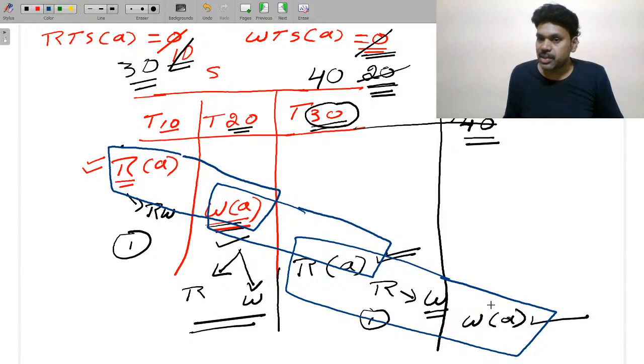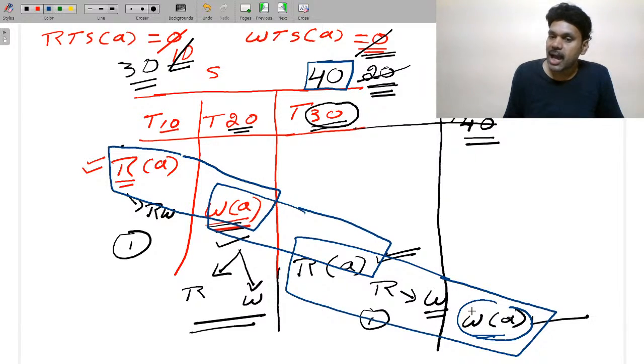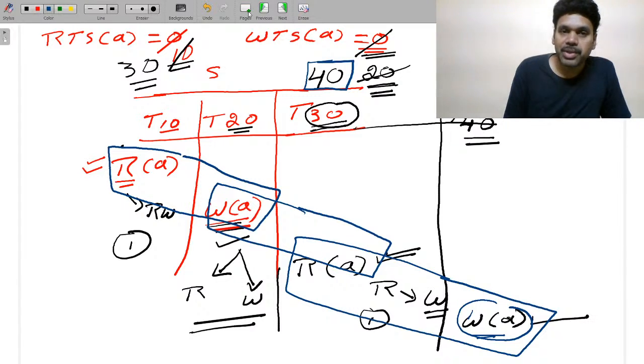So here, friends, I performed a write action, therefore the write timestamp will be updated. Please follow. As I performed a write action, the write timestamp should be updated. When you perform a read action, the read timestamp should be updated. That's why the write timestamp value becomes 40 as you perform the write action. So come to the next example.